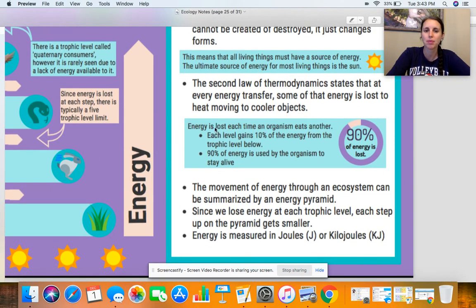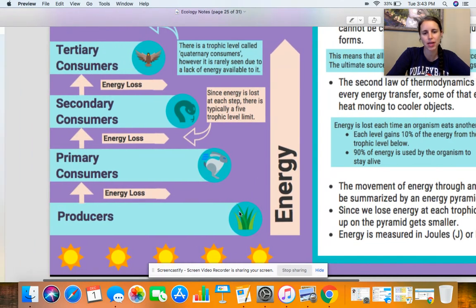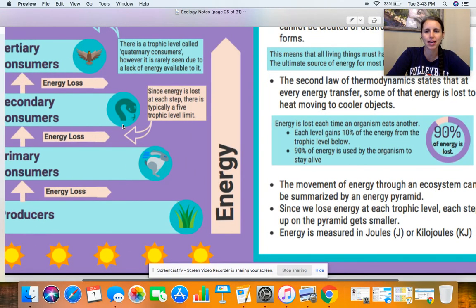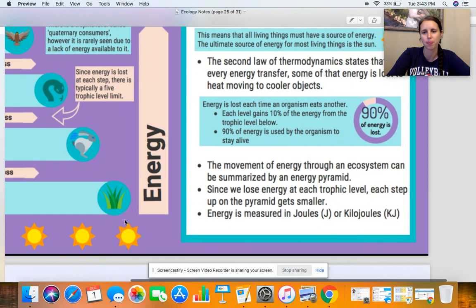What does that mean? It means that energy is lost each time an organism eats another. Each level gains 10% of the energy from the trophic level below. That means that 90% of energy is lost. 90% of that energy is used by that organism to stay alive. So we're losing 90% of the energy. We're only gaining 10%. So again, that helps to explain why these levels are getting smaller and smaller. Each step up that you take, you're only gaining 10% of the energy that's available below.